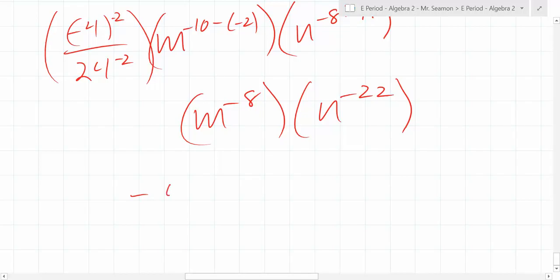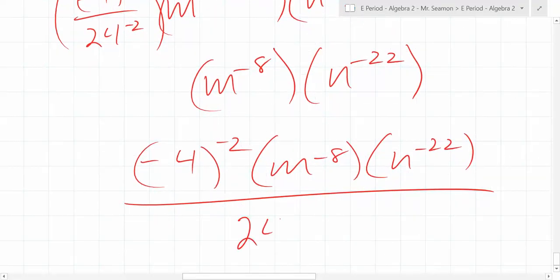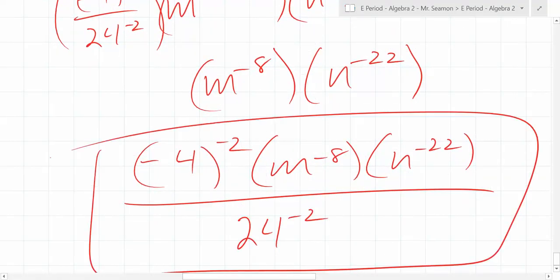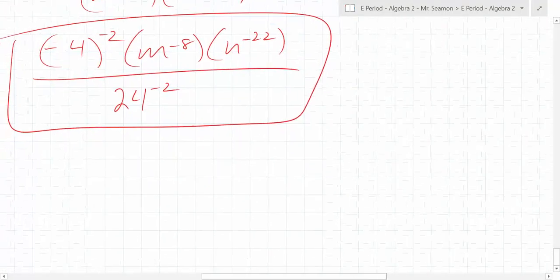Okay, so what does this mean we have now? We have negative 4 to the negative 2, m to the negative 8, n to the negative 22, all over what? 24 to the negative 2. Are we done yet? Why? What do we not like in there? We don't like the negative exponents, right?